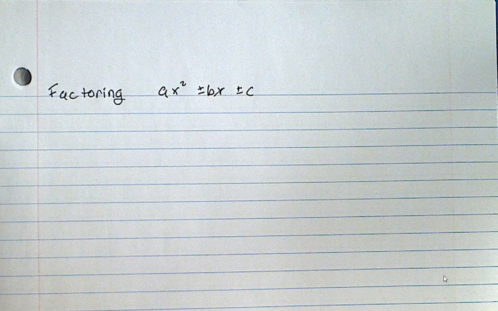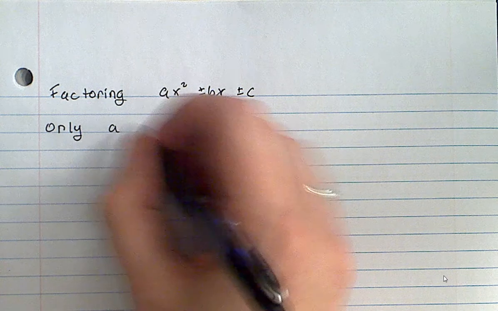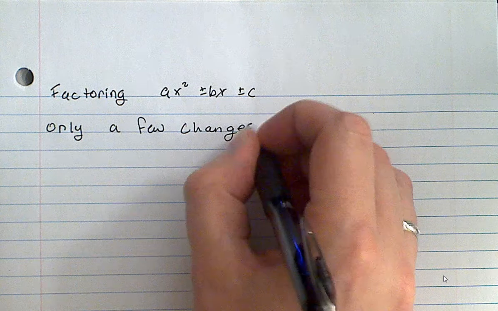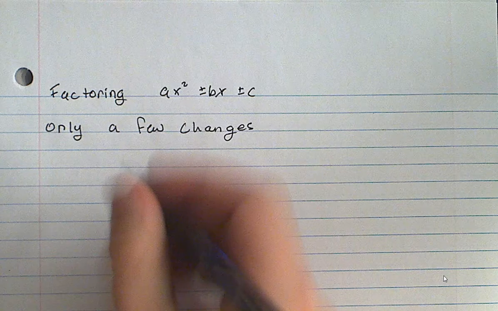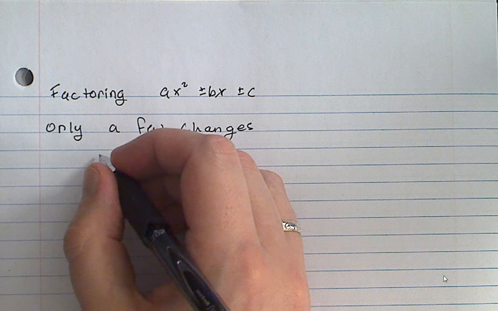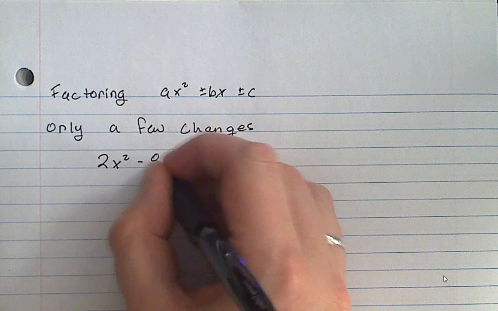There's only a few small changes. And so if you've been doing it the long way that I've been teaching you, it's not going to be bad at all. Only a few changes. All right. So I'm going to give you an equation that is 2x squared minus 8x plus 8.